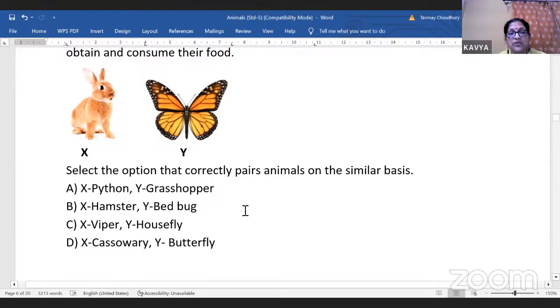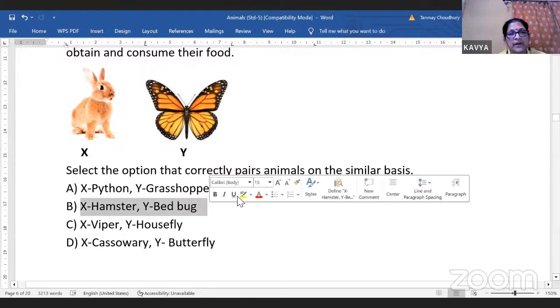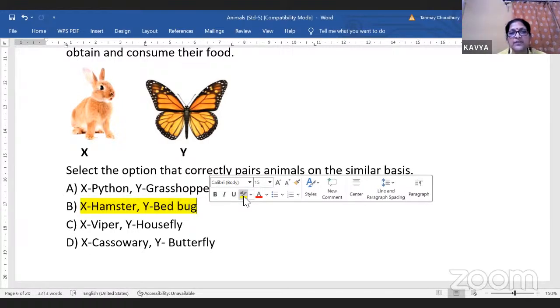And bedbug. Bedbug is also an insect, but it doesn't feed on nectar. So here hamster belongs to the same family as the hare or the rabbit, and bedbug belongs to the same family as the insect. Viper is the name of a snake. Python is the name of a snake. So here, X, hamster and bedbug. This is the answer. Why? Because hamster is a herbivore and eats like this, belongs to the same family as X, and bedbug is an insect. Okay.